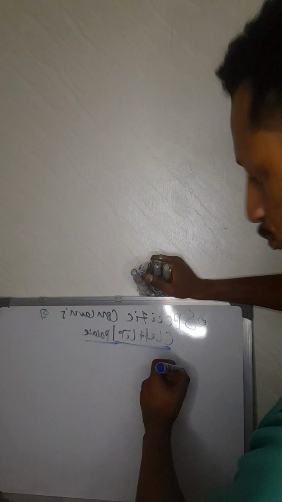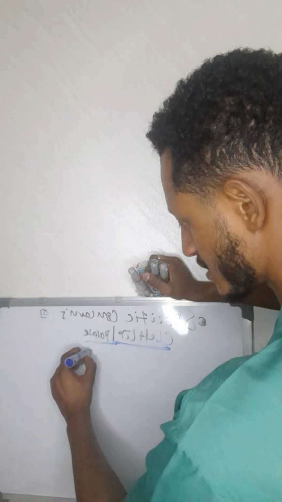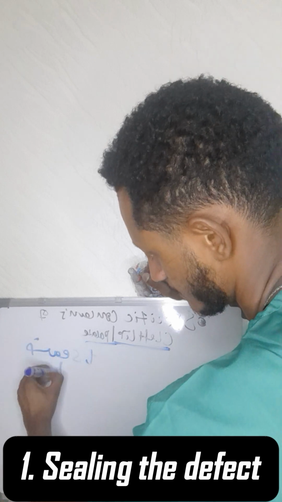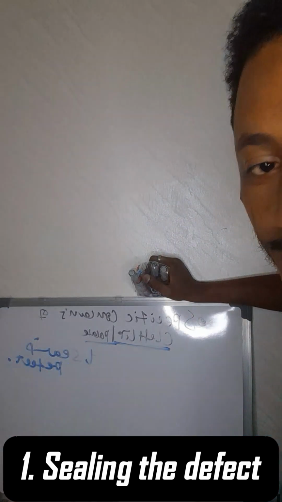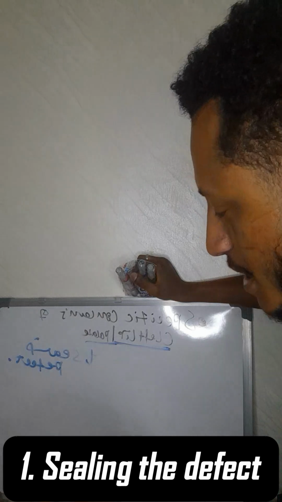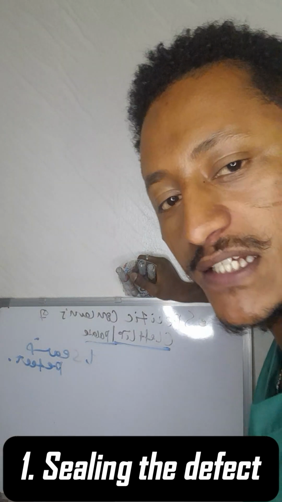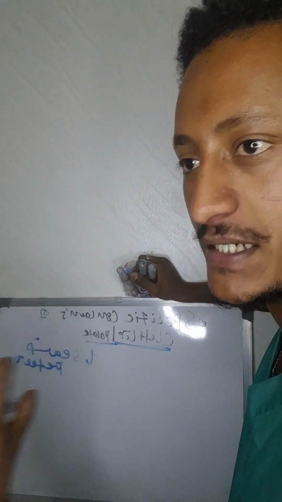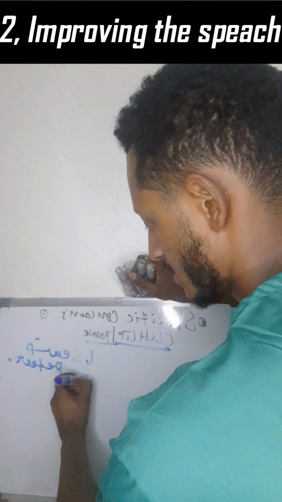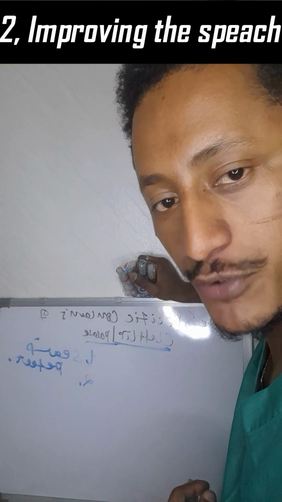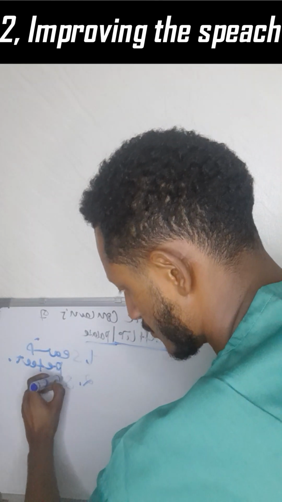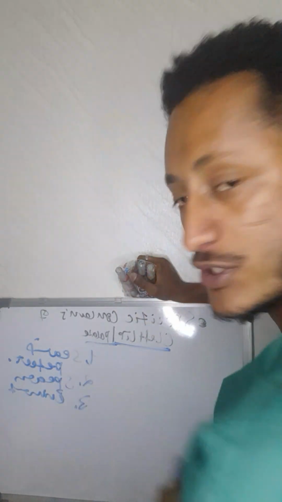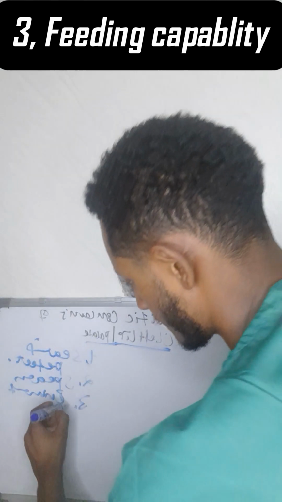So the first one that we should be concerned about is the sealing defect, which means the primary objective of cleft lip and palate management is sealing the defect. The cleft side of the crack has to be sealed so that the patient's speech and feeding will be improved. So the second concern will be speech improvement. The third one will be feeding capability.